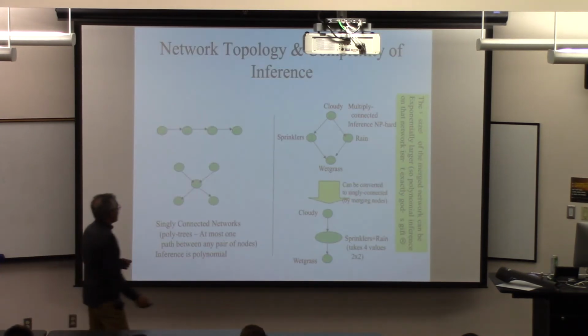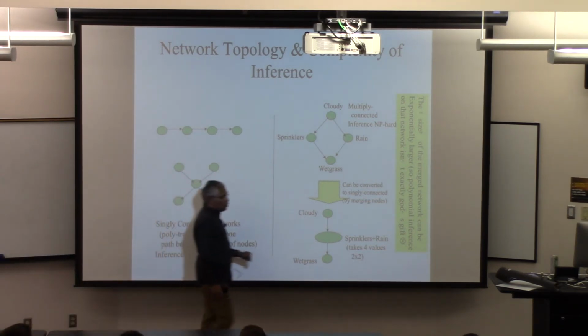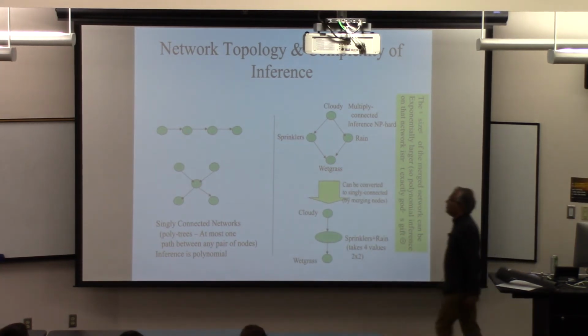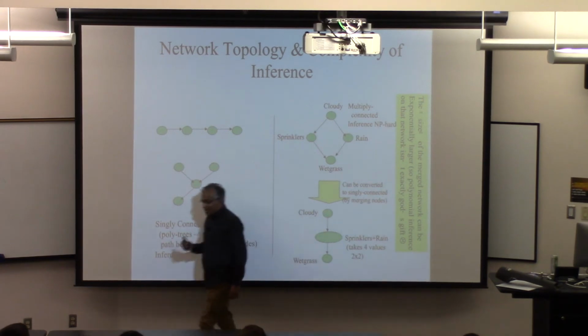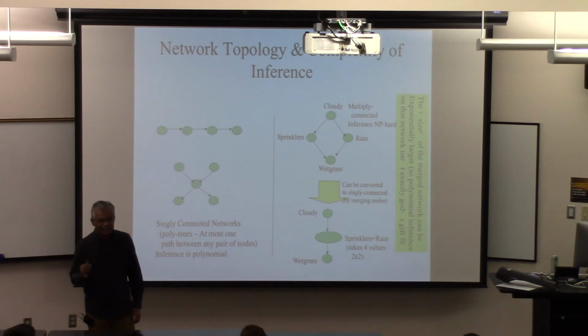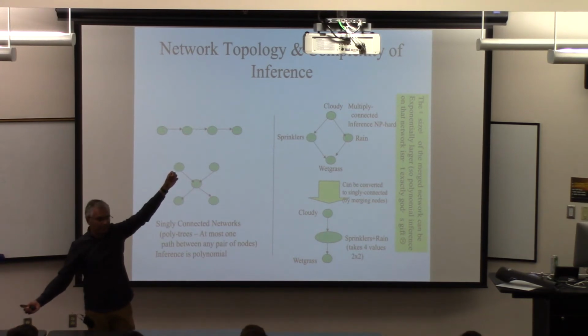Okay? But there are easy cases, just like logic has easy cases. Remember, Horn clause logic was cheaper than full logic. For Bayes networks, the cheap case happens to be essentially any network that's called singly connected. A singly connected network is a network where there is at most one path between any pair of nodes in the graph. At most one path.